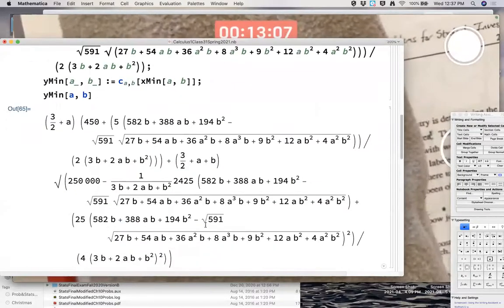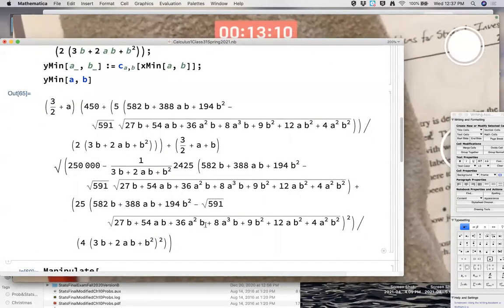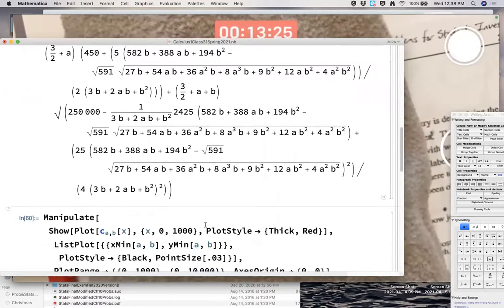The Y min formula is what you see here, and that's even more complicated. It's good that we have Mathematica. I definitely would not want to do that by hand unless I was forced to, or if I could win $1 million or something like that. I would not want to do that one by hand. But Mathematica can do it in a split second.